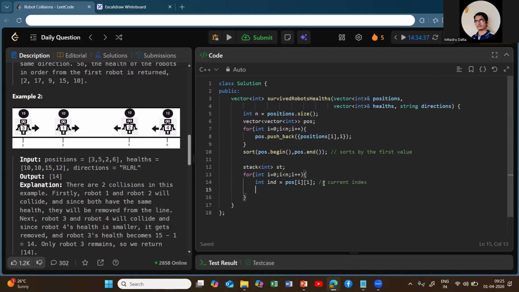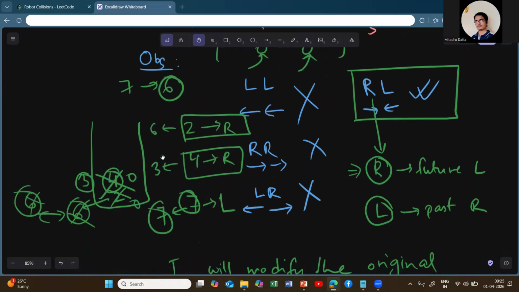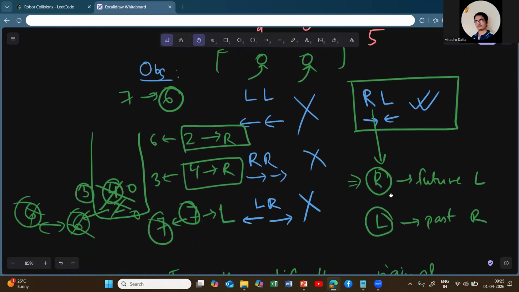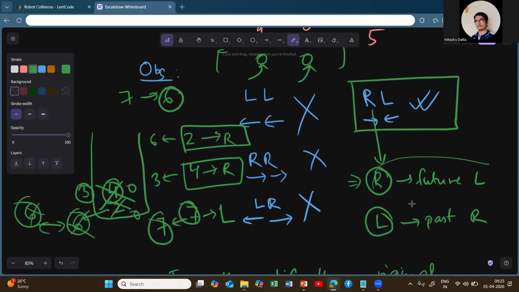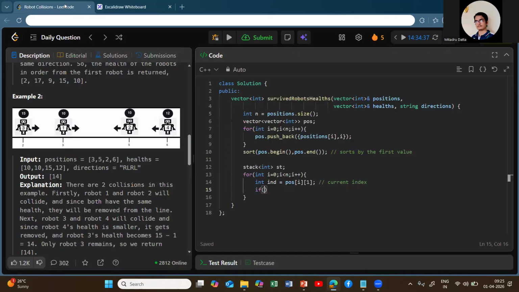Now, coming to the algorithm which we framed, if we have an R, it can collide with some future L. So we will push that R into the stack. If directions of index happens to be R, what I will simply do is stack dot push this particular index. Else, my direction is left.